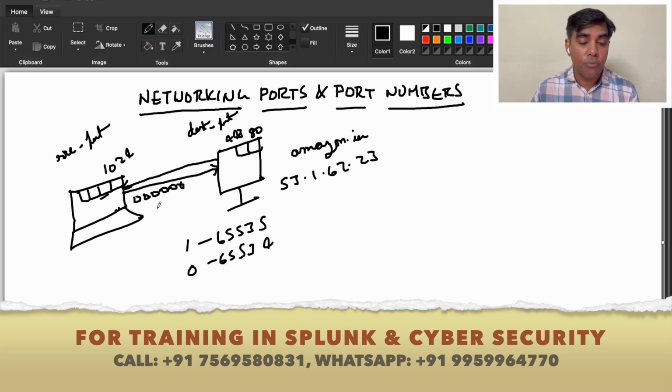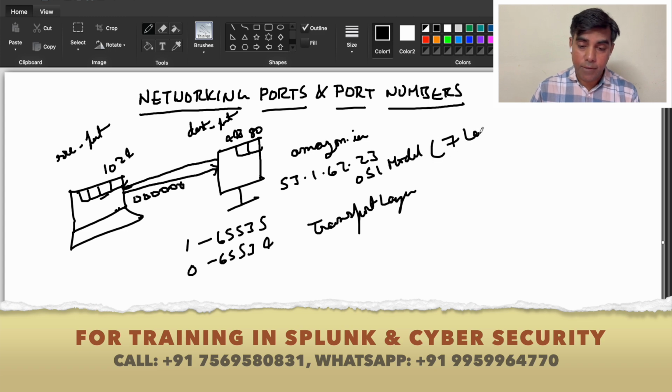So which layer is responsible for adding this? We have a layer called the transport layer. We actually have the OSI model, which defines 7 layers. Out of these 7 layers, the transport layer is responsible for adding these port numbers, source IP, destination IP, source port and destination port. It adds this information and then sends it to the server.